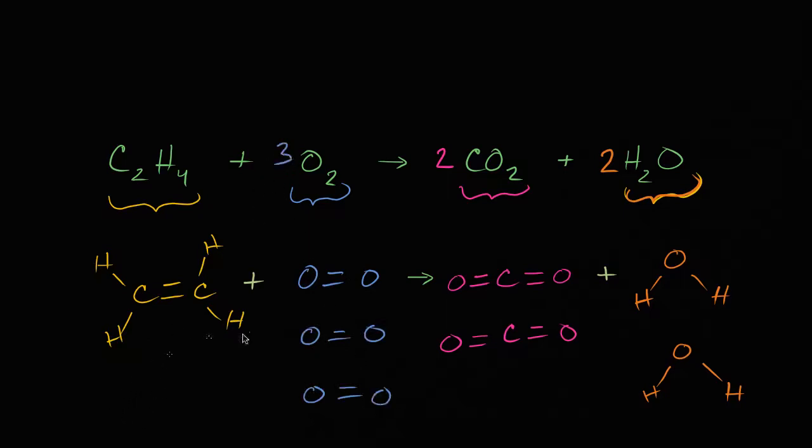We have 2 carbon atoms on both sides. We have 4 hydrogen atoms on both sides. Here they're in the ethylene, here they're in the waters. And then we have 6 oxygen atoms on both sides. Here, some of the oxygens are in the carbon dioxides, some of them are in the waters, and here they're all in the molecular oxygens. But notice, we didn't change the actual structure of the molecules. We just changed the number of molecules we have, and that's what these coefficients in front of these molecular formulas represent.